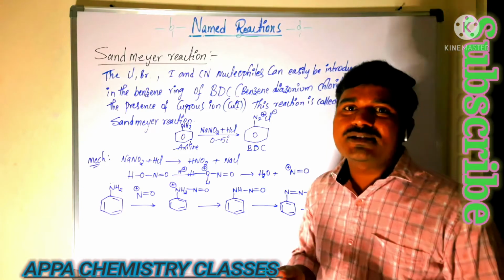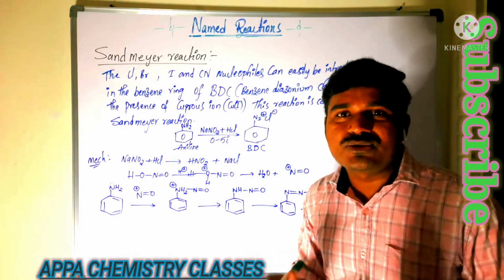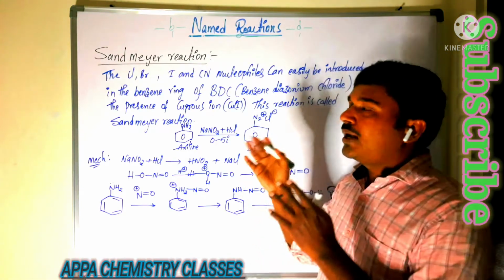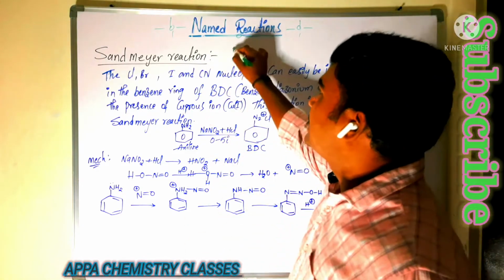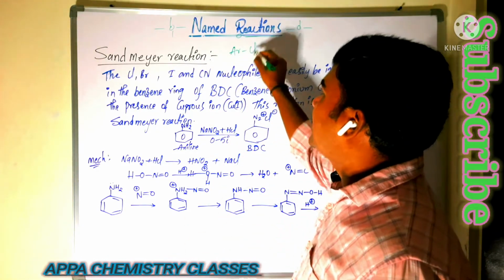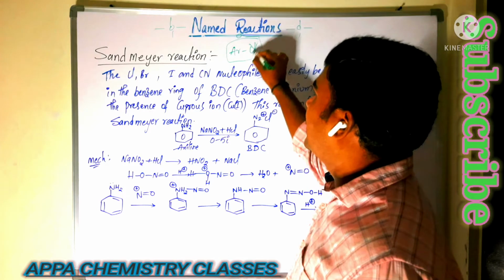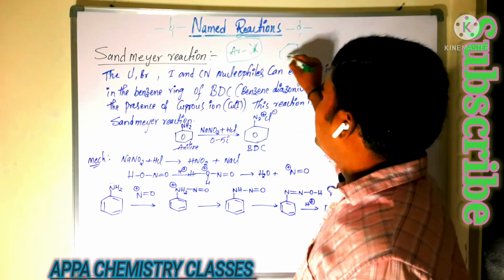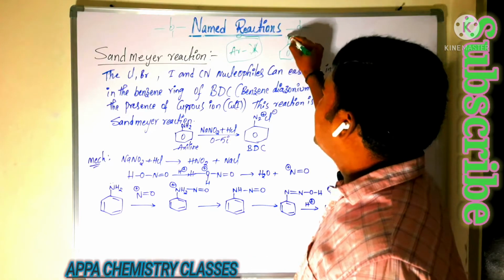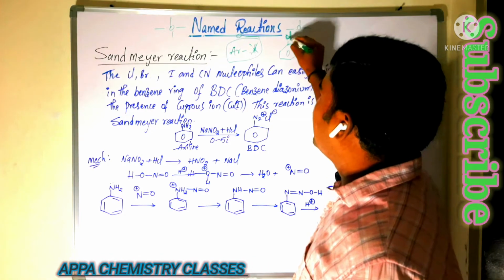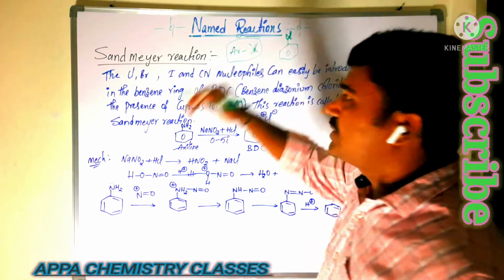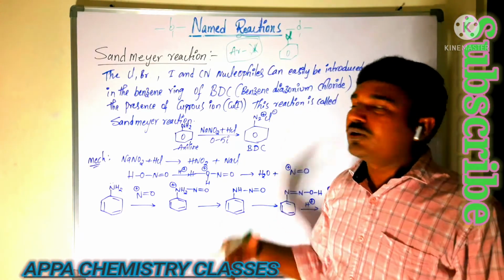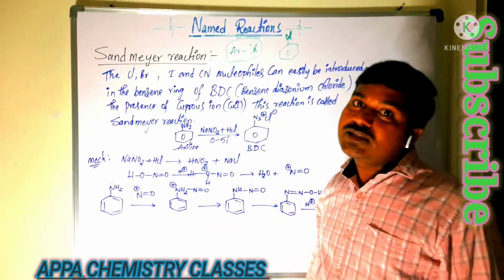What is the Sandmeyer reaction here? This Sandmeyer reaction is used to prepare aryl halides, that is, aromatic halides, either chlorine or bromine, whatever it may be. Aromatic halides can be easily prepared, and in larger quantity, by using the Sandmeyer reaction. We get the best yield by using this Sandmeyer reaction.